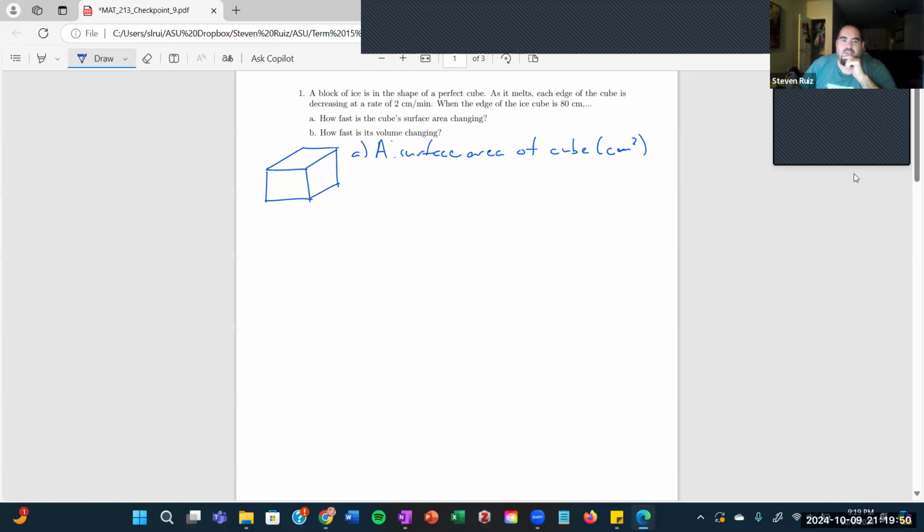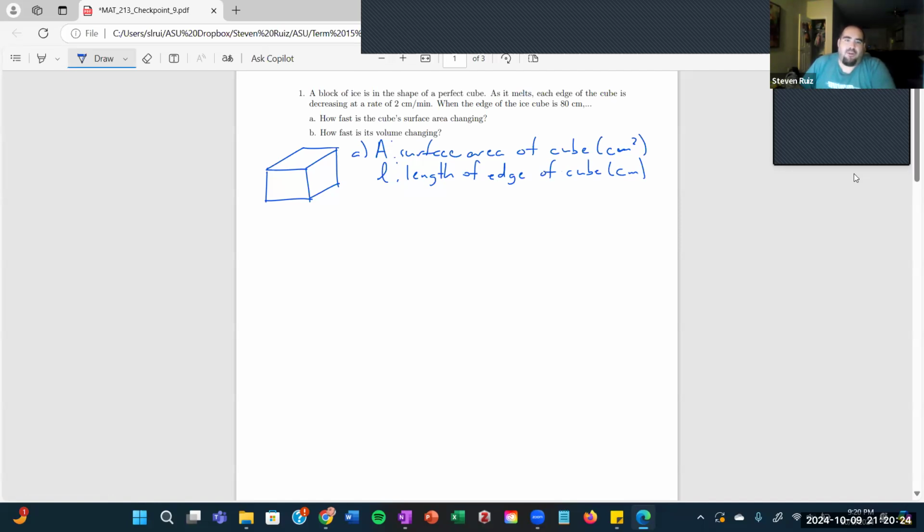As it melts, each edge of the cube is decreasing at a rate of, okay, so I'm going to call this variable L. So this is going to be the length of an edge of the cube. And since it's a cube, I know all those edges are the same length at any given time. They're all shrinking, but they're all shrinking in the same way. So this is going to be in centimeters. I think that is going to be all I need for now.